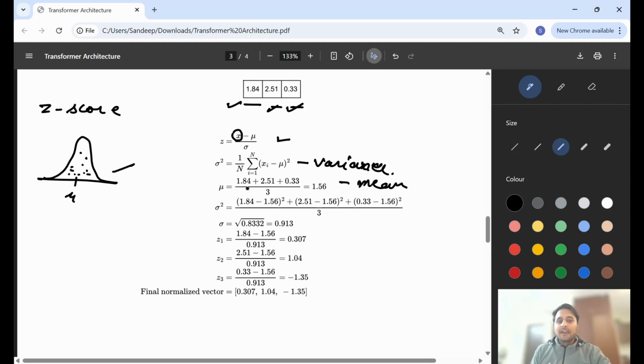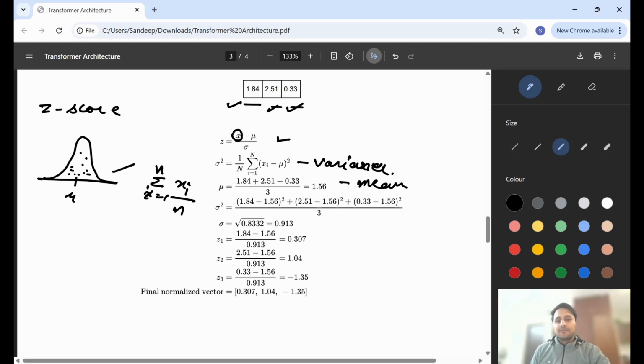So first we calculate the mean of the values. We have three values, 1.84, 2.51, and 0.33, divided by n. This is the formula of mean: the sum from i equals 1 to n of xi, divided by n. That is what we used here, and we get a mean of 1.56.